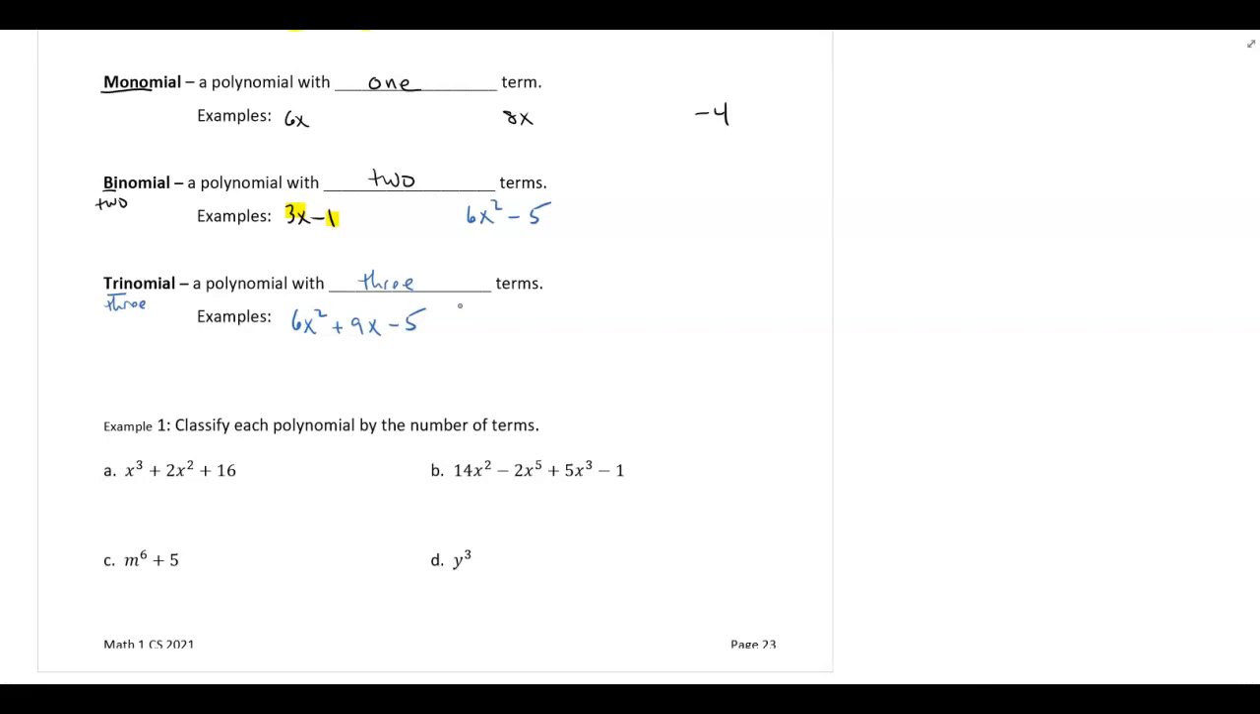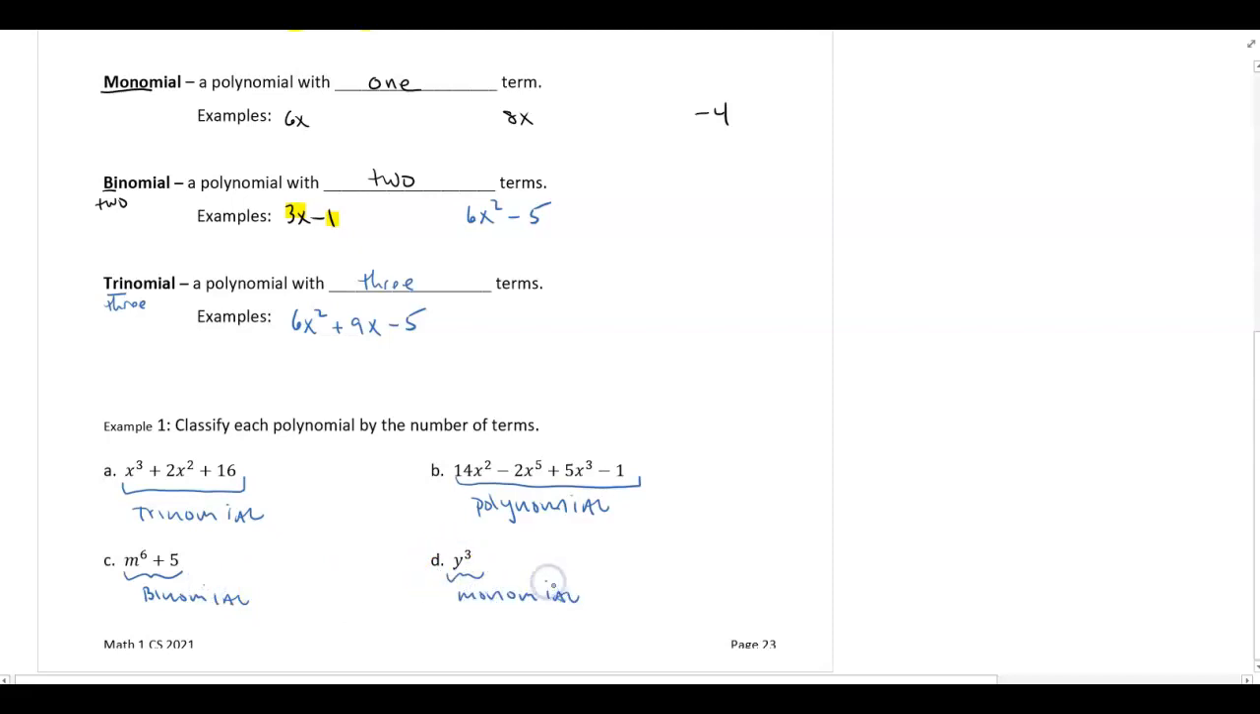So if we had to take the first one and determine the name by the number of terms, this first one has how many terms? This has 3 terms, therefore it is a trinomial. The second one has 4 terms. Anything above 3, we just say it's a polynomial. 2 terms, that's a binomial. And 1 term, this would be a monomial.